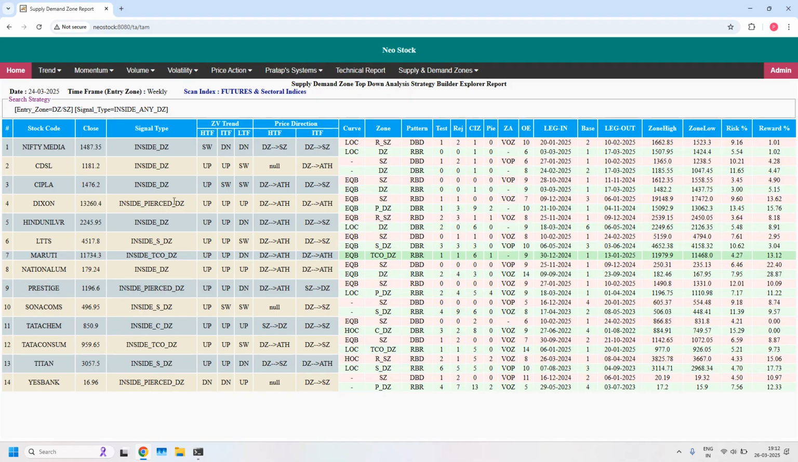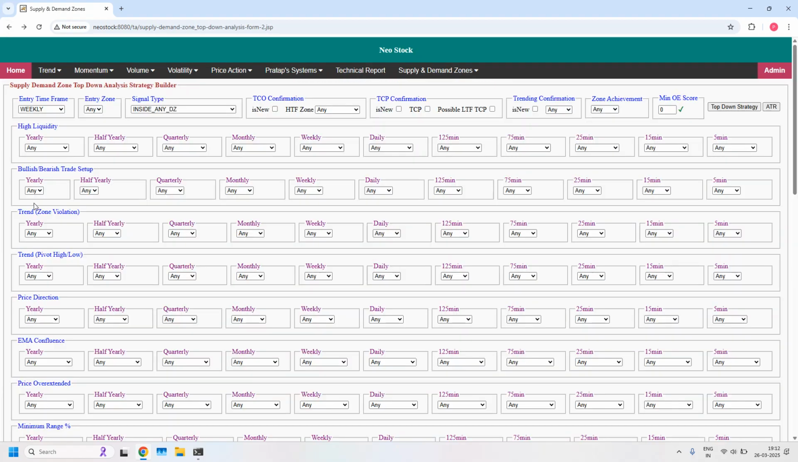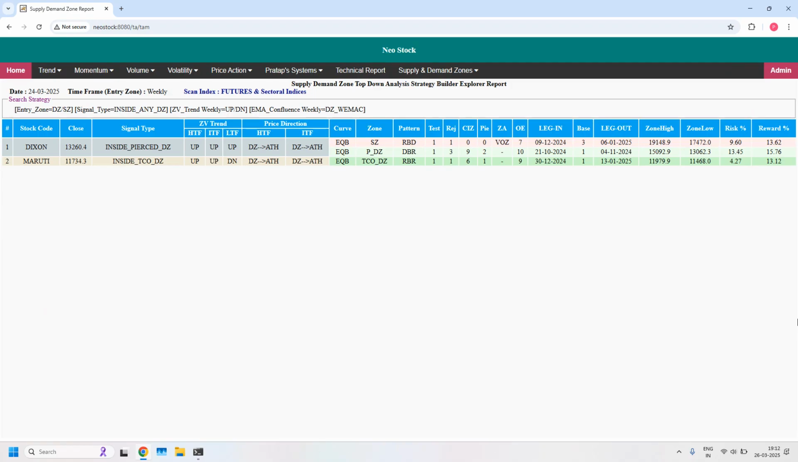We can further filter this list based on weekly demand zone having weekly EMA confluence, and also trend on the weekly should not be sideways. It can be up or down. We got 2 stocks, but both are pierced demand zones.